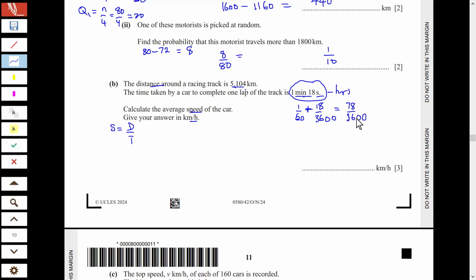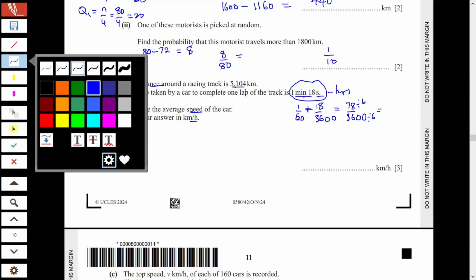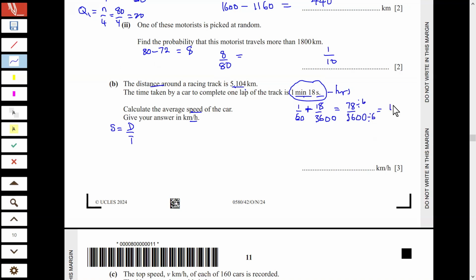Okay. So now in simplest form, if you reduce this by dividing by 6, it's going to give you 13 out of 600 hours. So 13 out of 600 hours is the value of 1 minute 18 seconds.